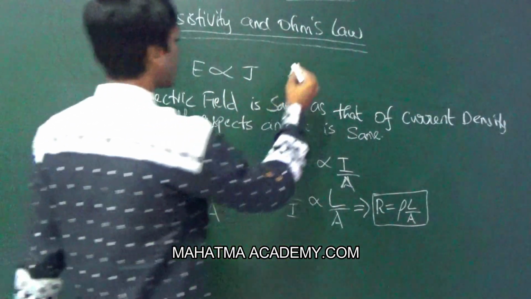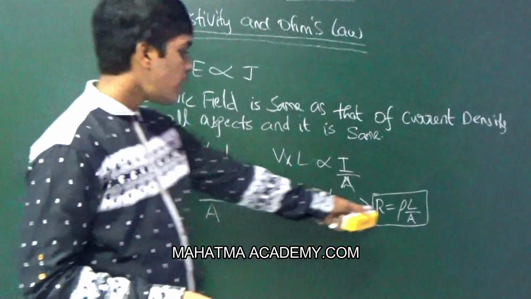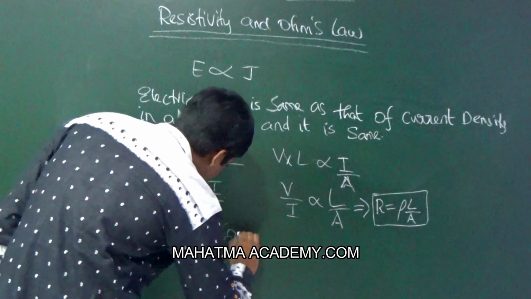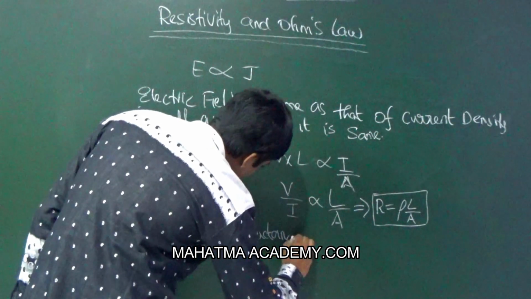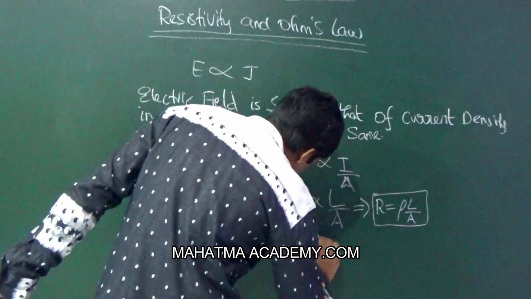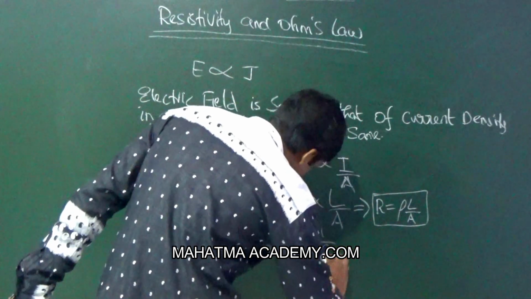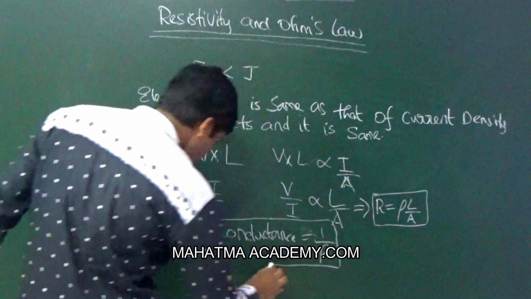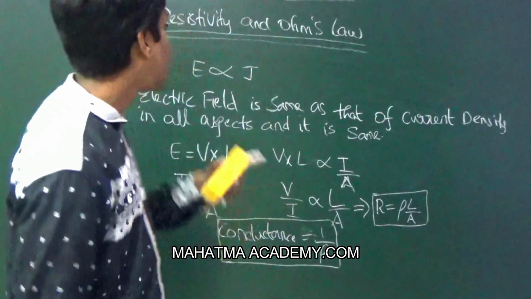Okay. Now, we have completed the resistivity. Now we have the conductance. Conductance is inversely proportional to rho. Okay, now we have completed the resistivity.